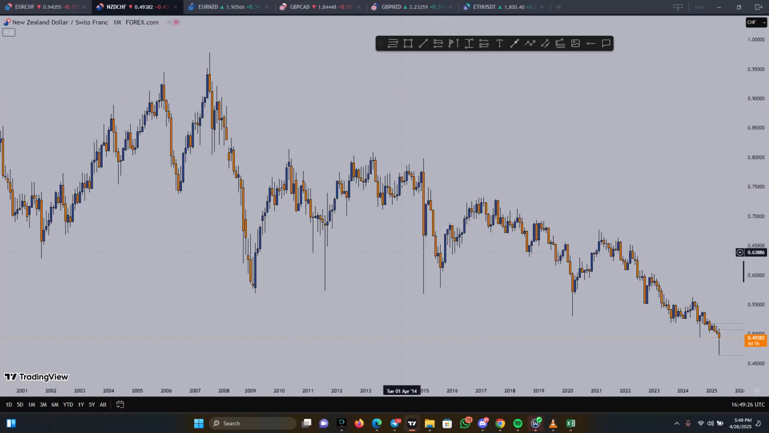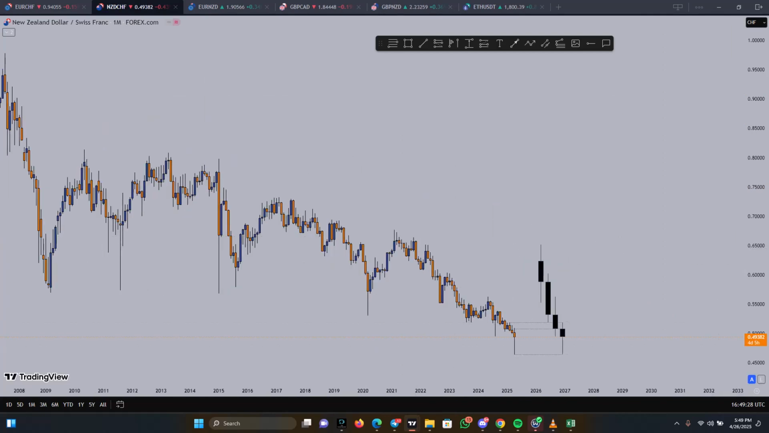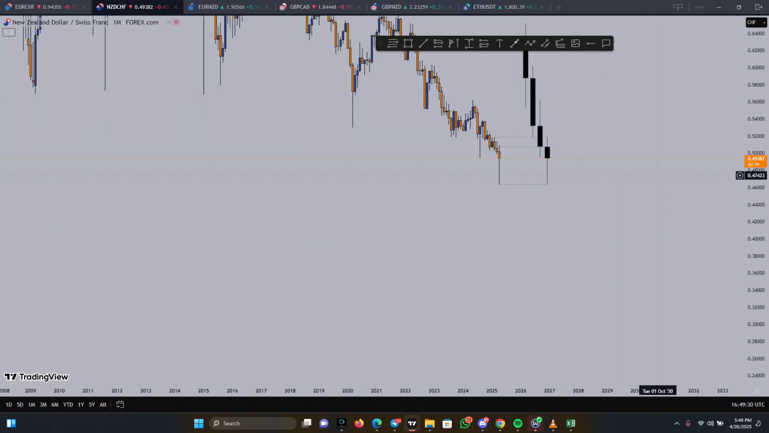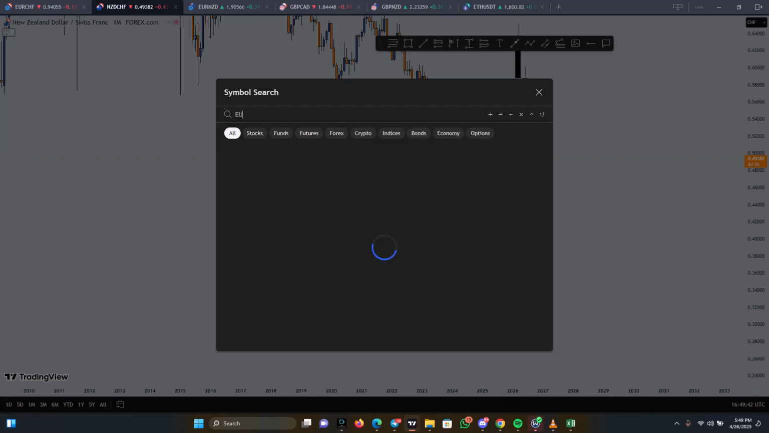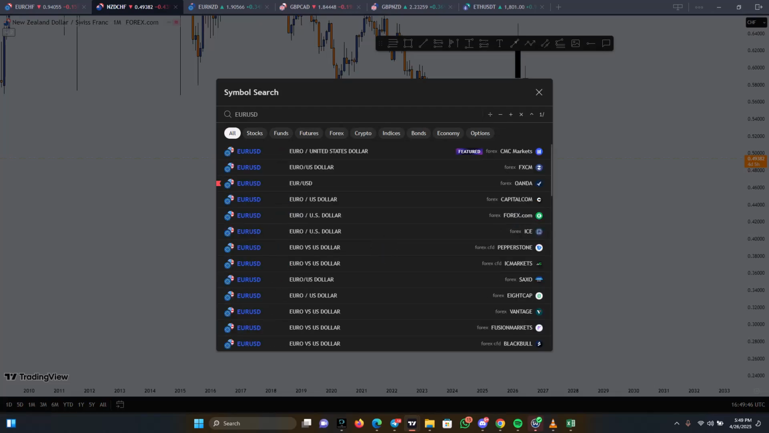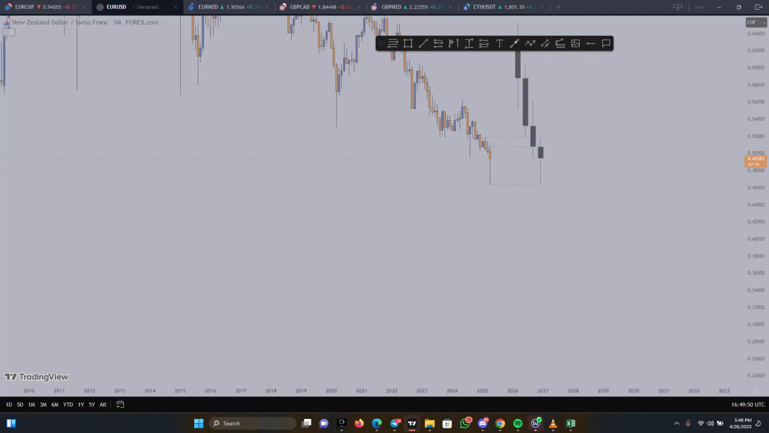You guys have noticed that these have been gaining strength so far. Well, there is not much to give on this. I'm changing it, so I'm not using this. Let's use EURUSD. Let me just bring this out. Yeah, EURUSD will be better.